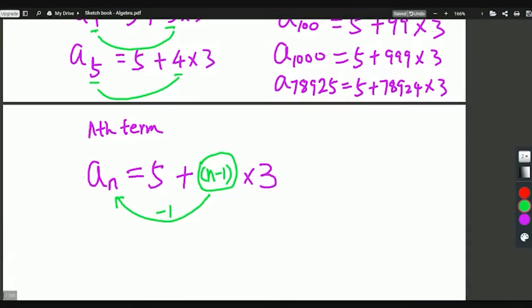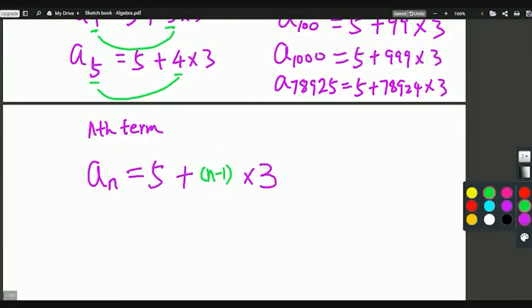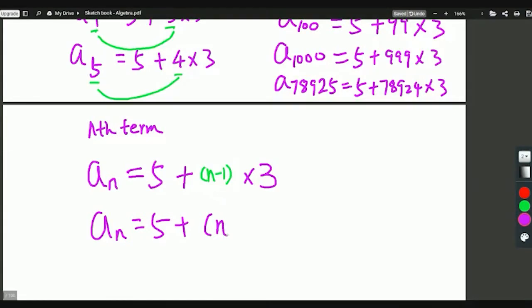And let me just erase these parts. This green, this green, this green, this green, this. Okay, I take this out. And what do we have? a_n, the nth term, equals 5 plus n-1, then times 3. Will you agree or not agree?